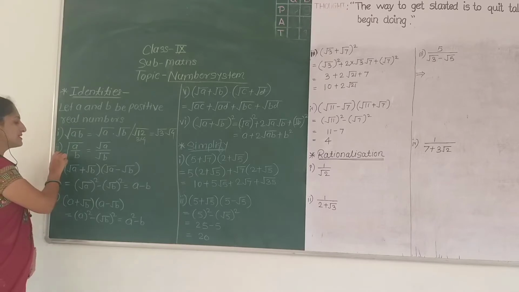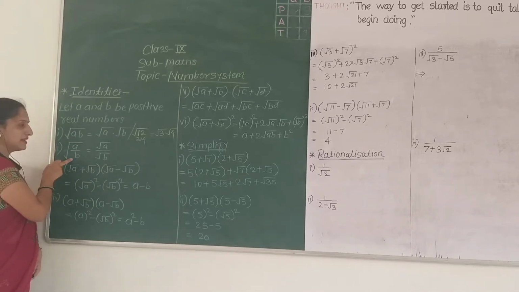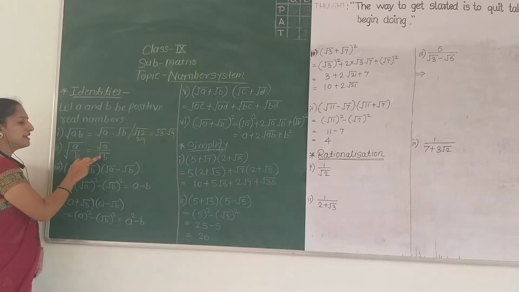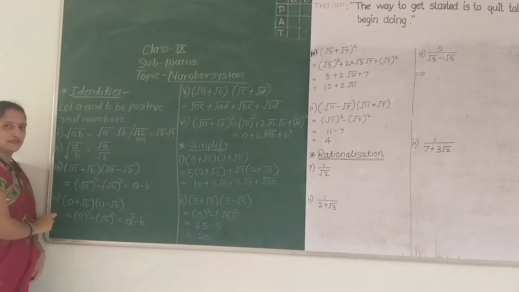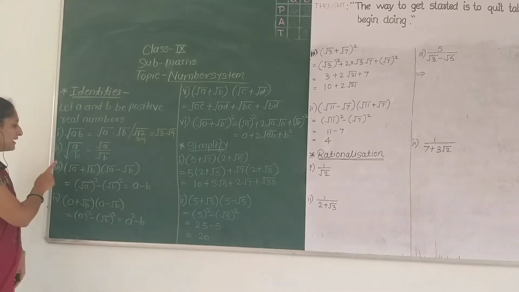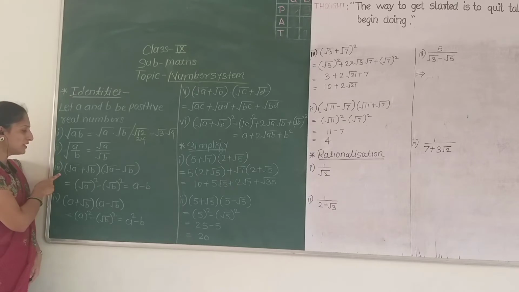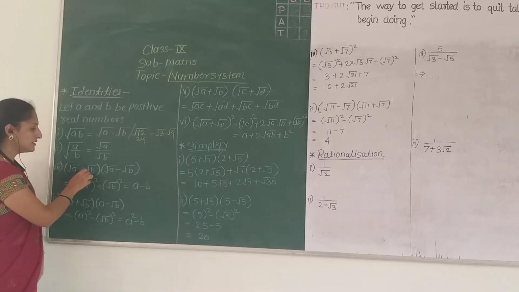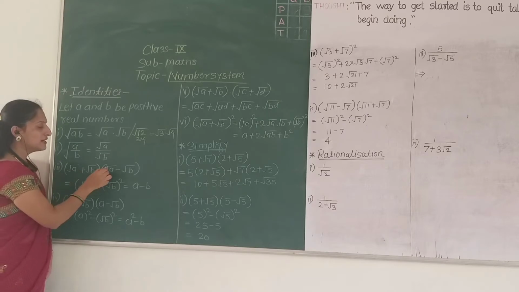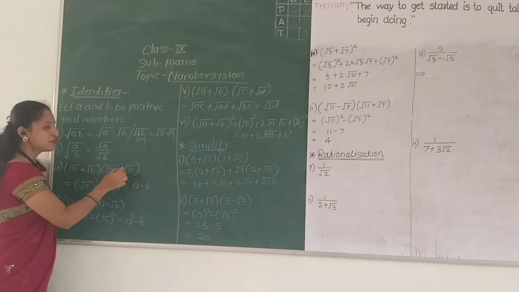Second identity is square root of A upon B is equal to root A upon root B. That means we separate out numerator and denominator. Okay. Now look at the third identity. It's very important. Root A plus root B into root A minus root B.